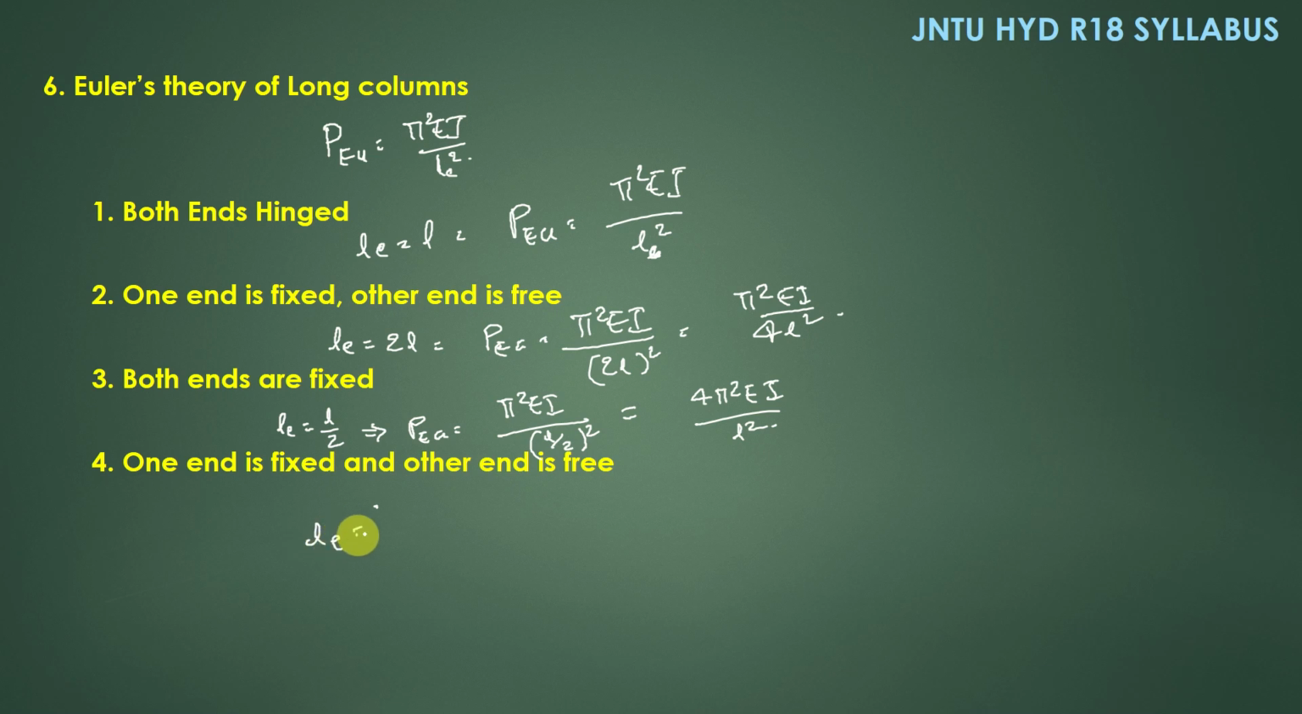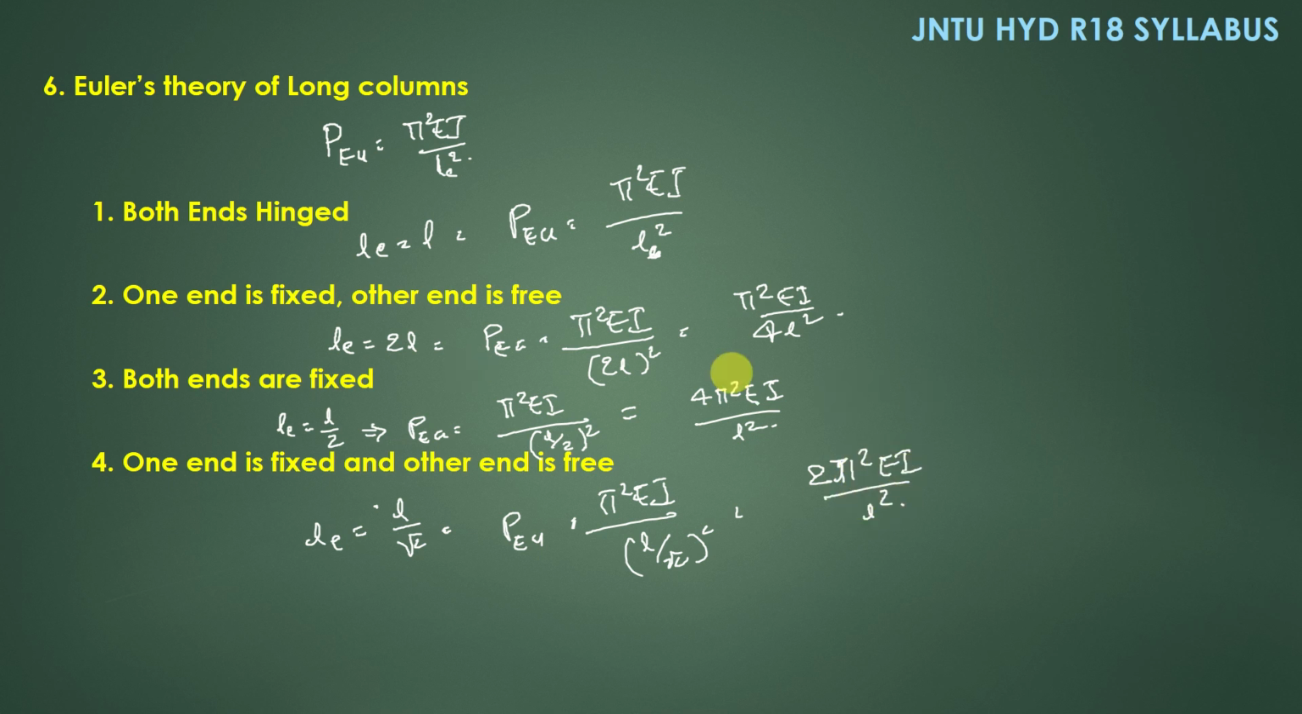And one end is fixed, other end is hinged. For that we have seen the effective length will be L by root 2. And now if you substitute, P Euler will become pi square EI by, in the place of effective length I will substitute this L by root 2 whole square, and that is 2 pi square EI by L square. My writing is not very good here, please adjust.